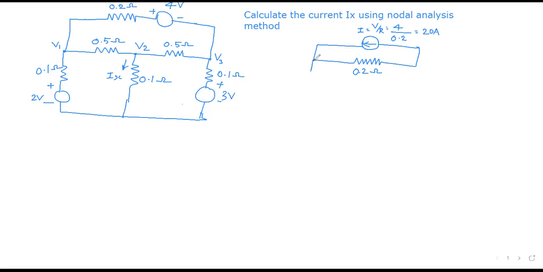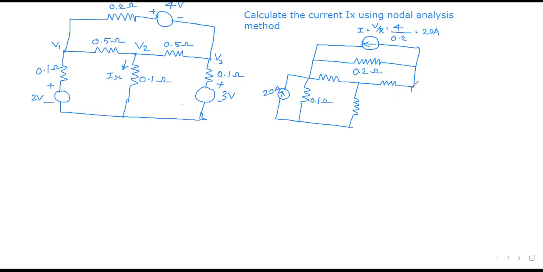Then similarly, we have to convert the other two sources into current sources. One resistor is in parallel with one source I. The same procedure we have to use here. Here it is 0.1 ohm, and the current source I equals V by R. V is 2, 2 by 0.1, it is 20 amps. So this is your 20 amps.